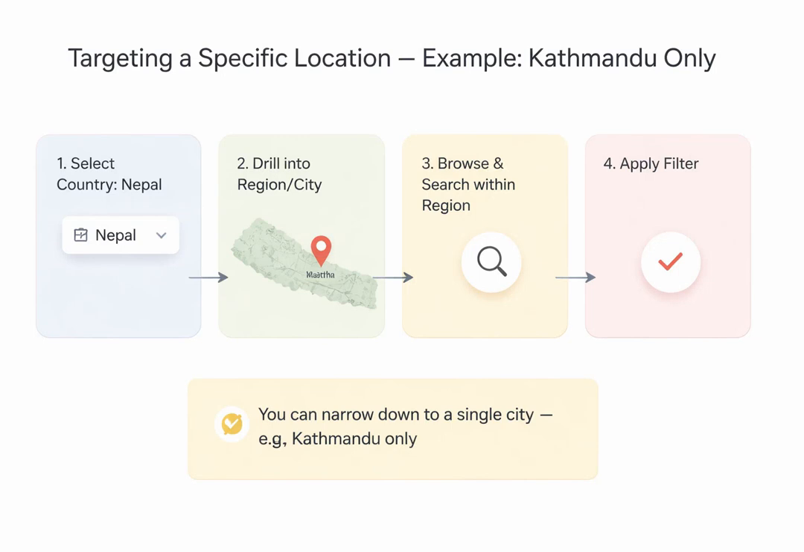Here's a practical example of how location targeting works. Say you only want to reach people inside Kathmandu, not all of Nepal, just the capital. The process is straightforward. First, you select Nepal as your country. Then, instead of stopping there, you drill down into the region or city level. You search for Kathmandu specifically, and then browse and apply that filter. This means your ad budget is only spent on people physically located in that area. No wasted impressions on audiences outside your target zone.